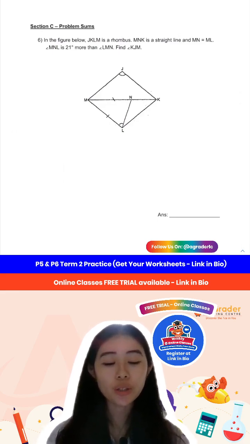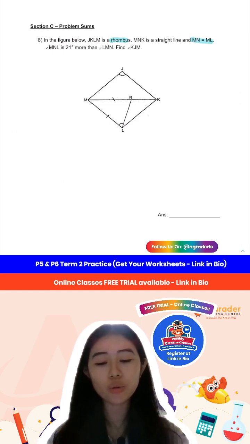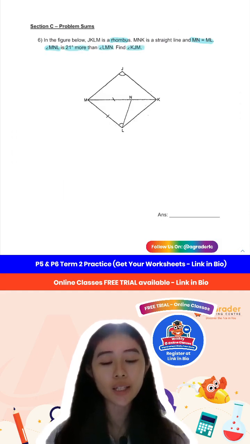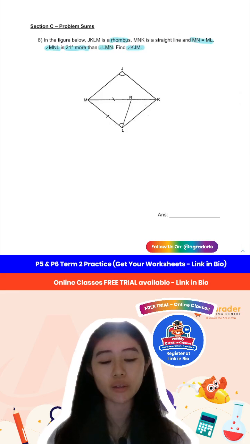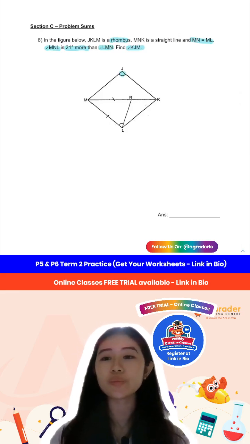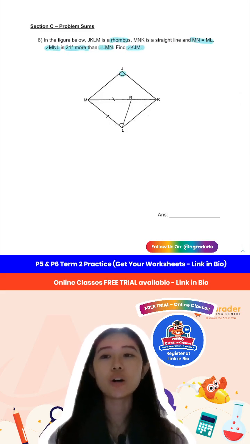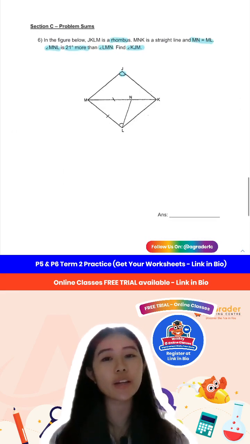So you are shown a rhombus here. JKLM is a rhombus. MNK is a straight line and MN equals to ML. Angle MNL is 24 degrees more than angle LMN. Find angle KJM. I'm going to highlight the angle that you're supposed to find. KJM, I've highlighted it in blue. You can use your calculator for this question. Let me know your answers in the chat.